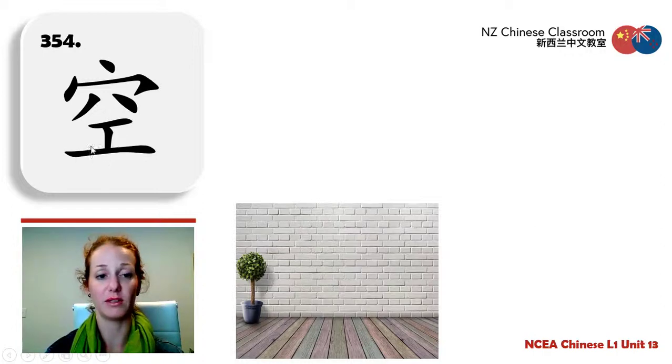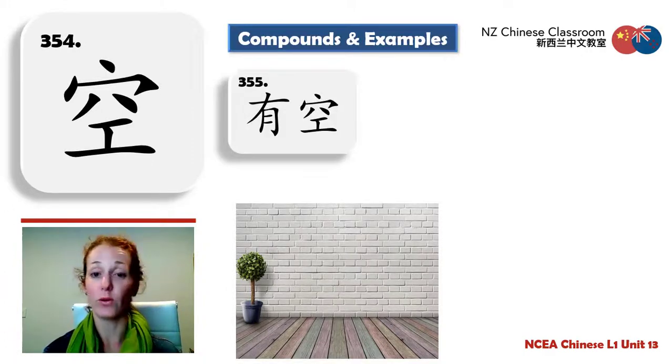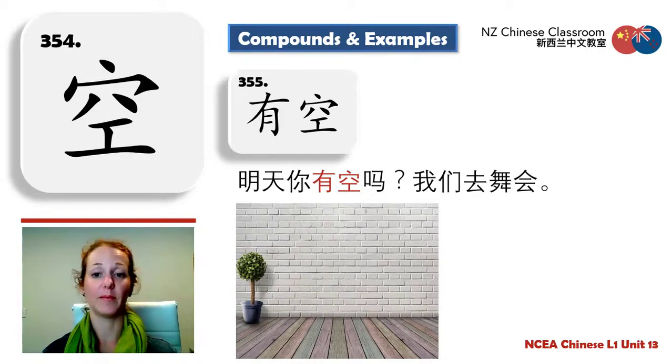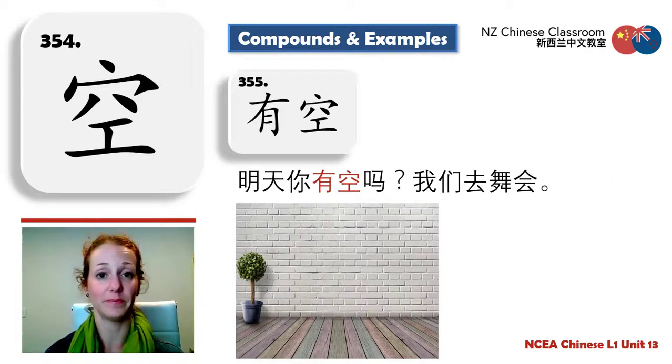下一个, 空. So we've got the roof radical up here, and underneath we've got a whole bunch of empty space and maybe just one thing sitting in the room. So 空 means free space, open space, nothing kind of there. 有空 means free time, to have time. 明天你有空吗? 我们去舞会. Do you have time tomorrow? Do you have spare time tomorrow? We will go to the ball.